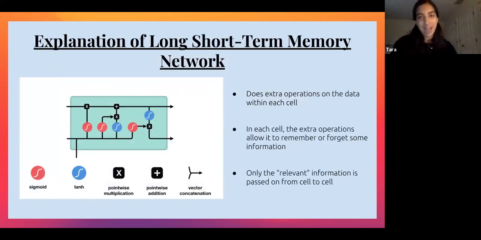So a specific type of RNN is called a long short-term memory network, or an LSTM, which is a special kind of recurrent neural network. And within each cell, they do extra operations on the data. And these extra operations allow it to remember or forget information that's passed to the cell, so that only the most important information is passed from cell to cell. And these extra properties that LSTMs have help the neural network more accurately make predictions.